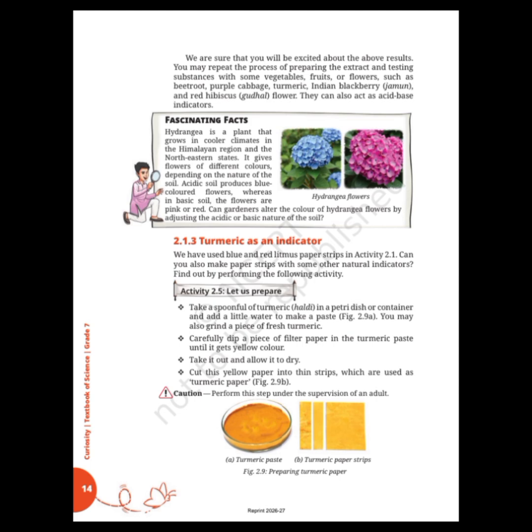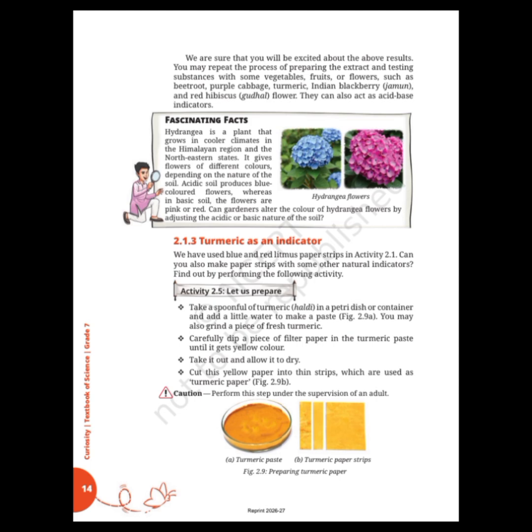Fascinating facts. Hydrangea is a plant that grows in cooler climates in the Himalayan region and the northeastern states. It gives flowers of different colors depending on the nature of the soil. Acidic soil produces blue-colored flowers. Basic soil produces pink or red flowers. Can gardeners alter the color of hydrangea flowers by adjusting the acidic or basic nature of the soil?